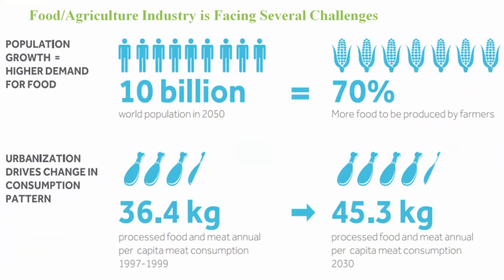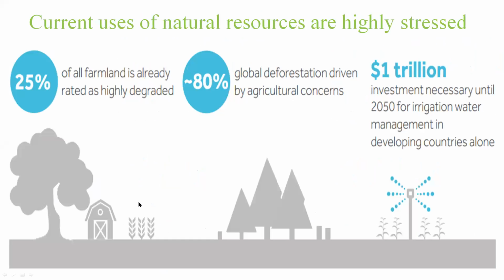How is AI useful? If you look at the world population, any idea how many billion? Around 7 billion, right? More than 7 billion. By 2050, it will be almost 9 to 10 billion. So we need to produce almost 70% more product compared to the current situation. Even in urban cities, consumption patterns are increasing in terms of food and meat. So the problem is output; we need more.